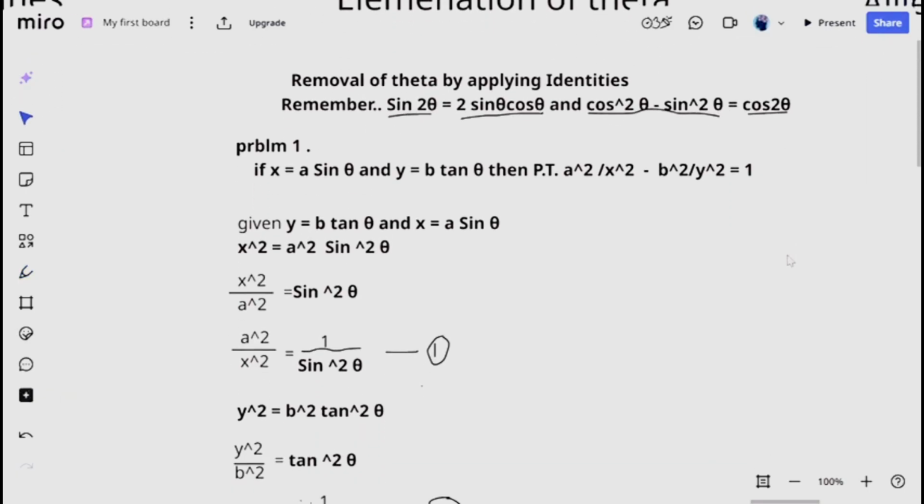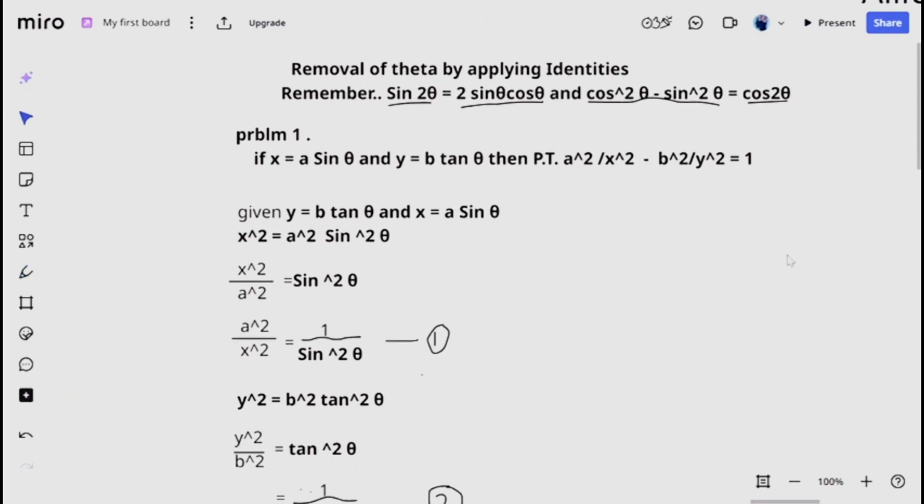Yeah. So let's go ahead with problem number 1. So we have the x value and we have the y value, and you have to find out this value. So x is equal to a sin theta and y is equal to b tan theta. We should prove that a square upon x square minus b square upon y square is equal to 1. Now to prove this.